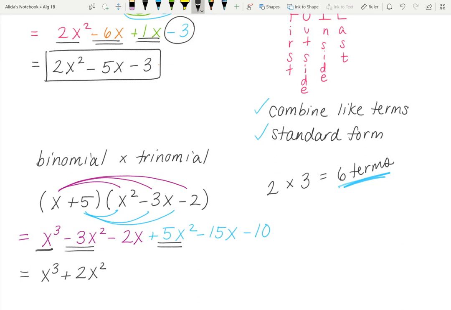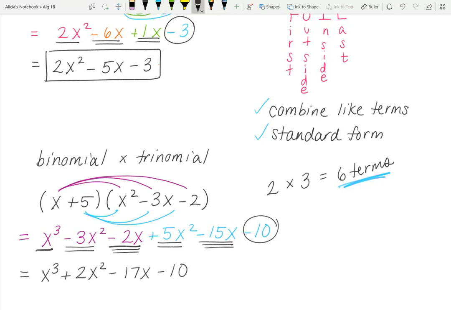The next thing that we have here is a negative 2x and a negative 15x. Combining those two, I have a negative 17x. When you add 2 negatives, you get a negative. And then finally, last but not least, you have a constant value. In our constant value, there's nothing to combine with it, and we have a negative 10.